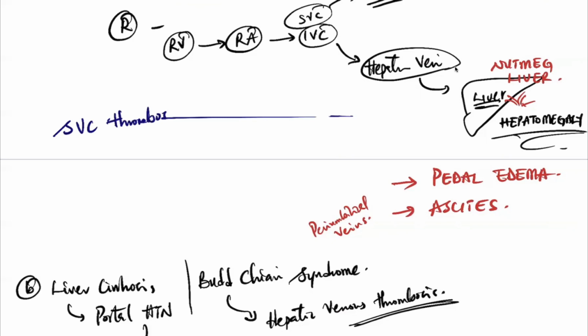People with superior vena cava thrombosis. Because of thrombosis within the superior vena cava, you're going to have accumulation of fluid. Fluid backs up into the head and neck, the face, and all of that. Again, resulting in edema, right?